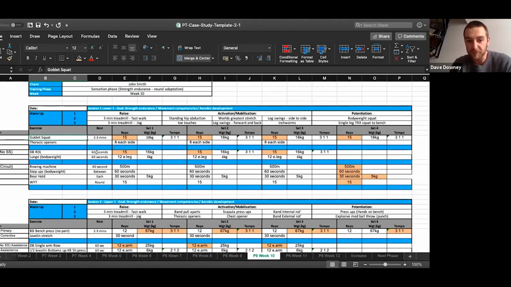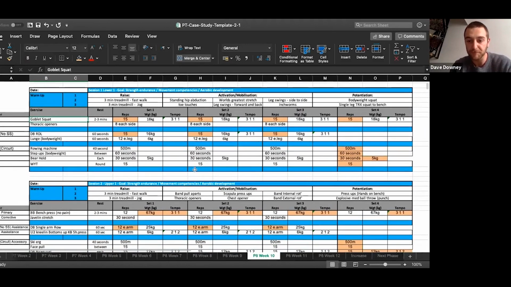So goblet squat, we're into week 10. We've got 15 reps, 4 sets at 18 kg, which is great. So we're starting to increase now a little bit more. That neural adaptation is really taking hold. We've gone up in reps here for the RDL, and we've added in yet another circuit to the conditioning.